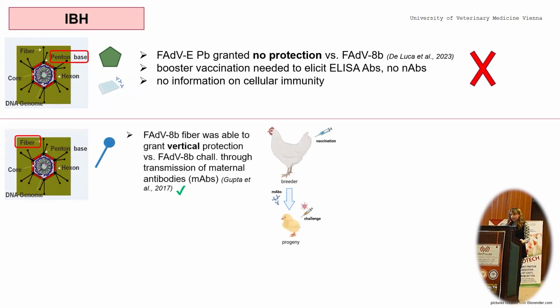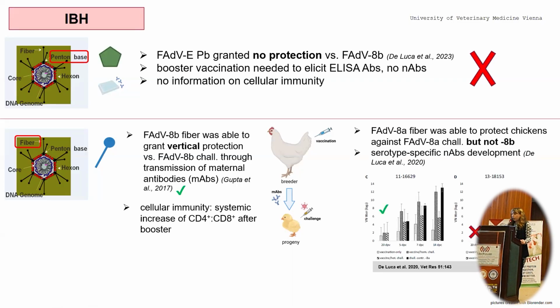Now, at the time, there was already one study that used the fiber from 8B, and they even tested vertical protection, meaning they vaccinated the breeders with fiber 8B, and then challenged the chicks with a pathogenic homologous strain. In this case, the chicks were protected by the transfer of maternal antibodies. They even had a look at the systemic cellular immunity of the breeders. After booster, they saw an increase of the ratio between CD4 and CD8 cells.